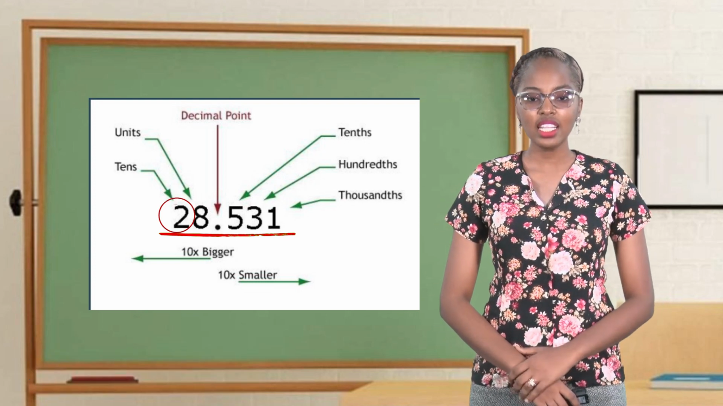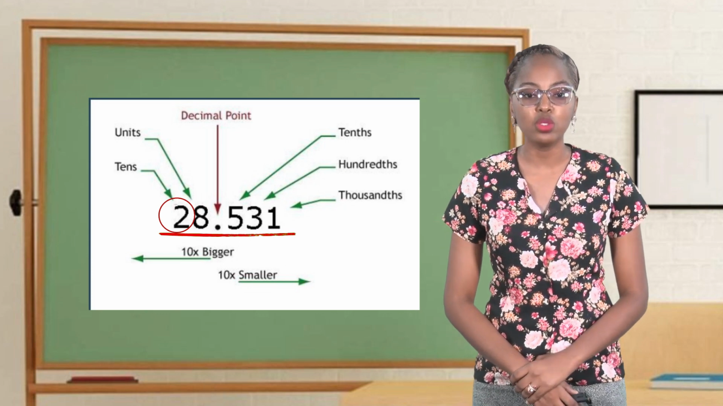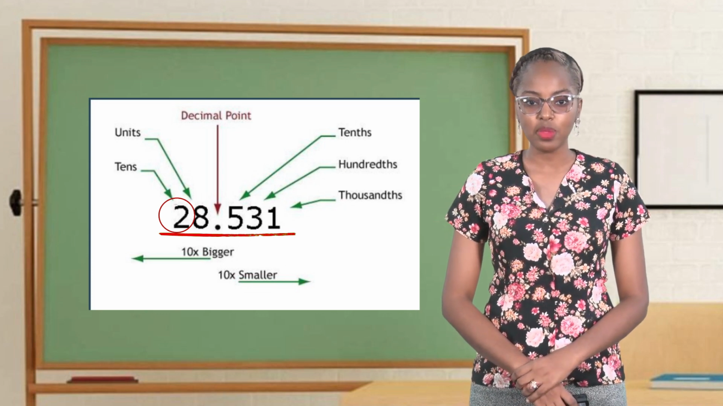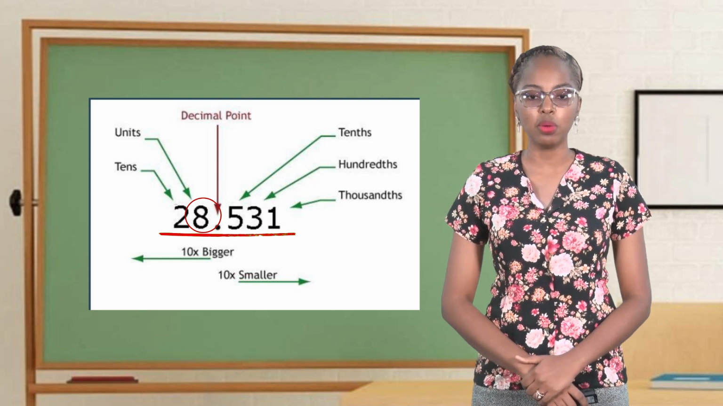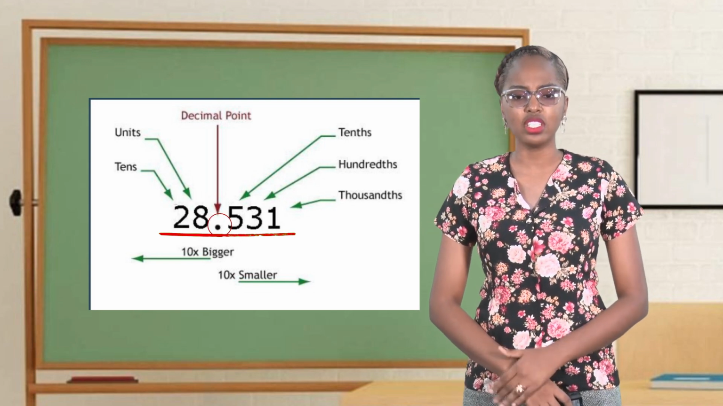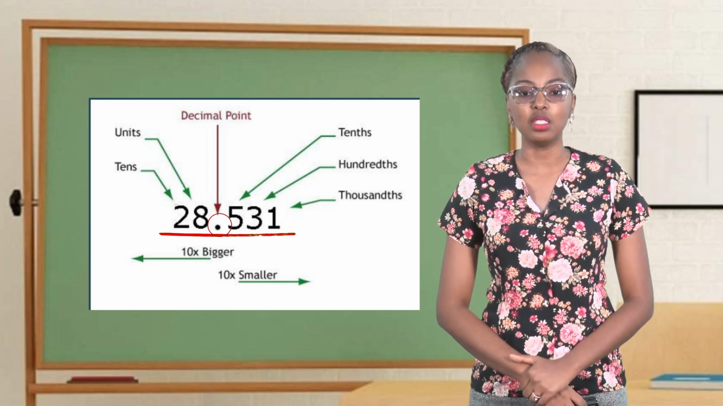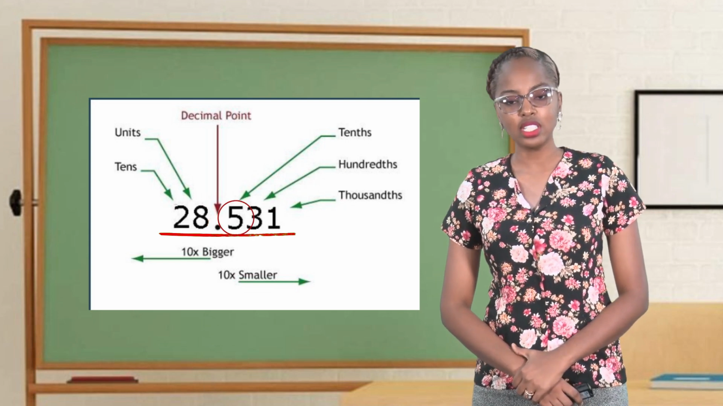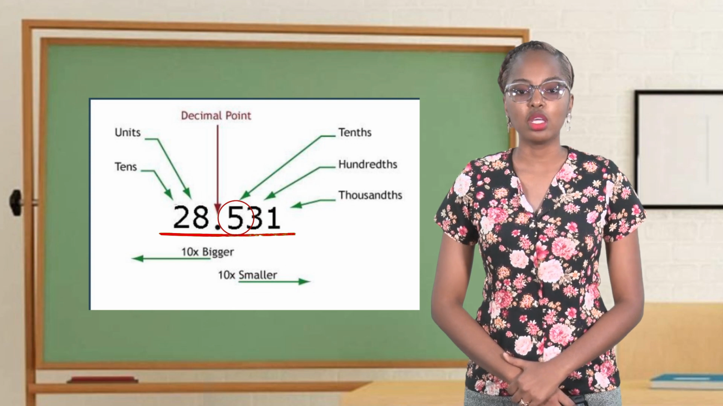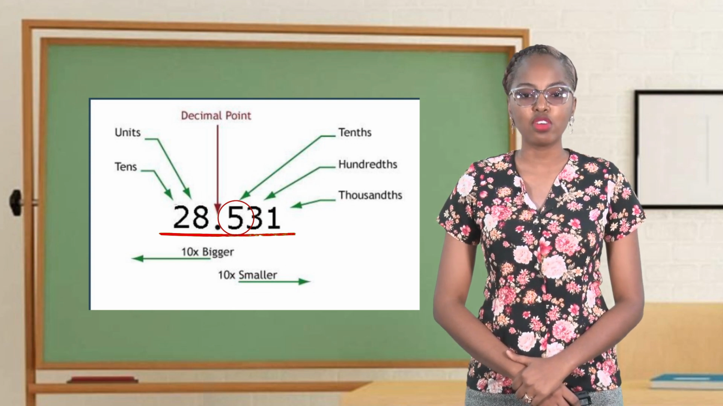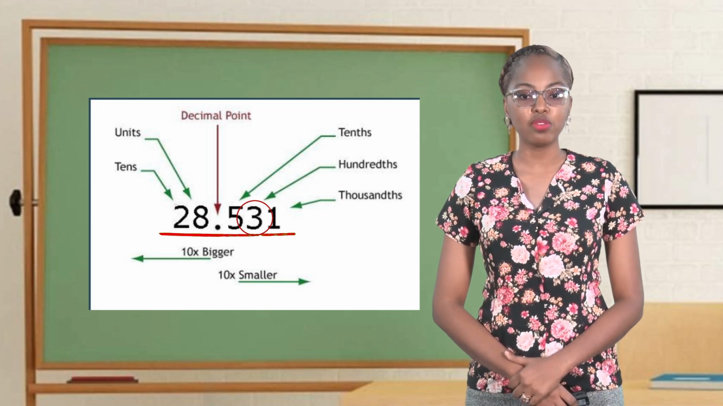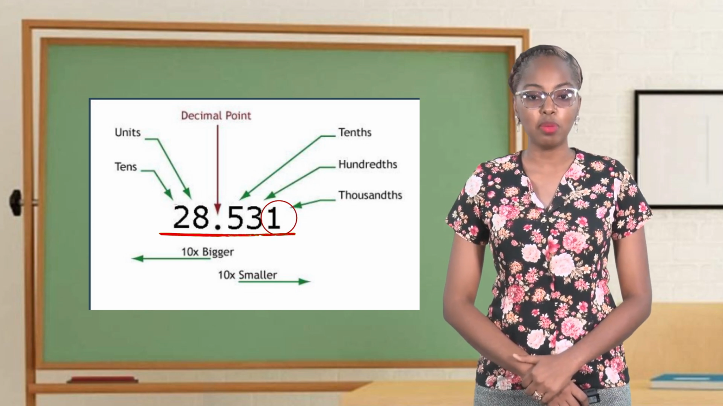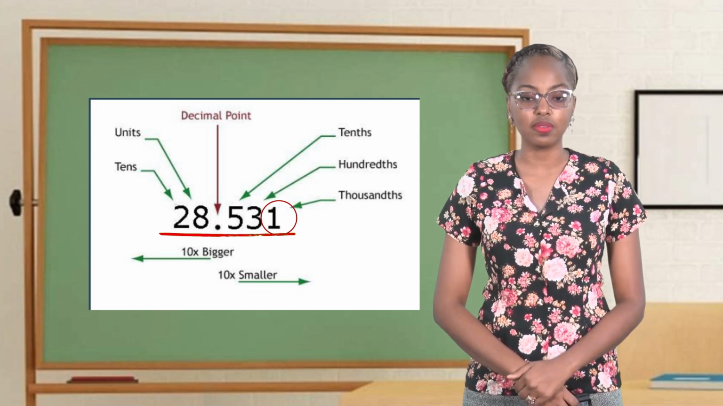28.531. In that number, you would see that the numeral 2 represents tens and the numeral 8 represents the units or ones as we know it. And then after the 8, there is the decimal point. After the decimal point, you'll see number 5, and the place value of 5 is tenths, and the place value of 3 is hundredths, while the place value of 1 is thousandths.